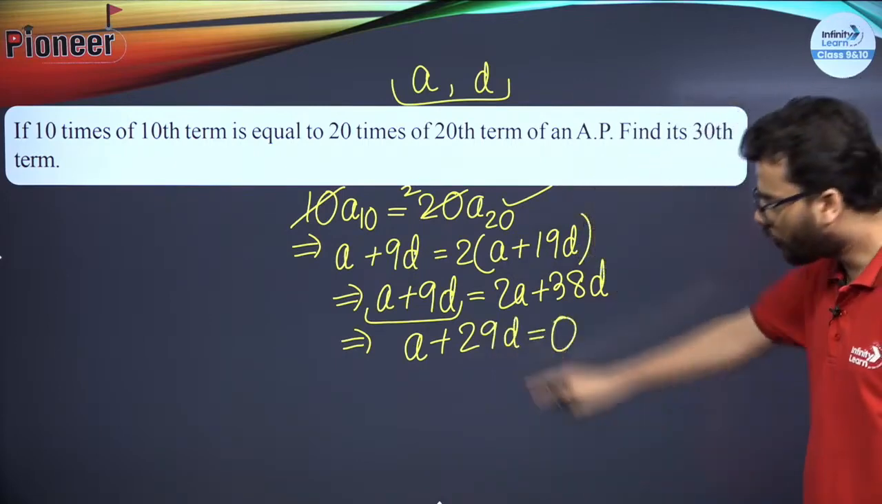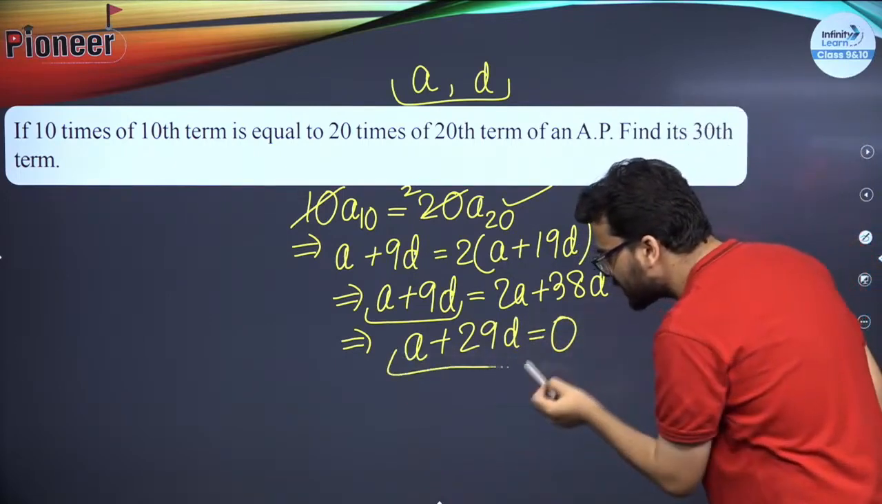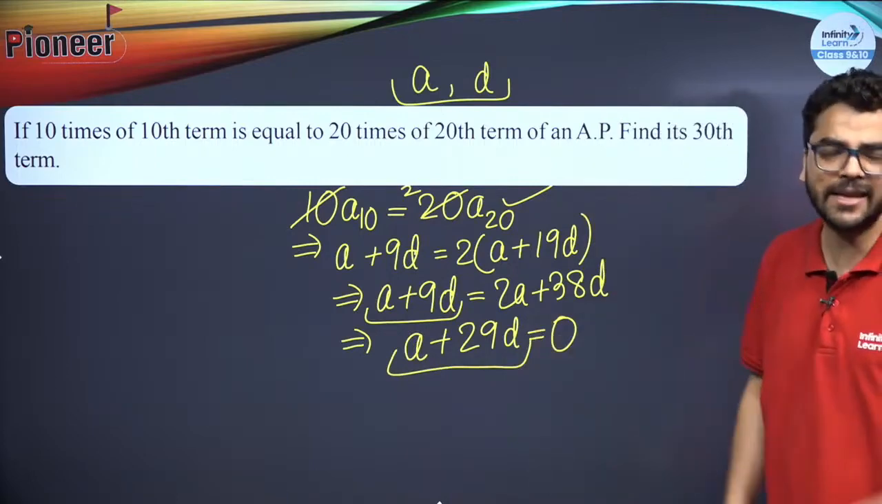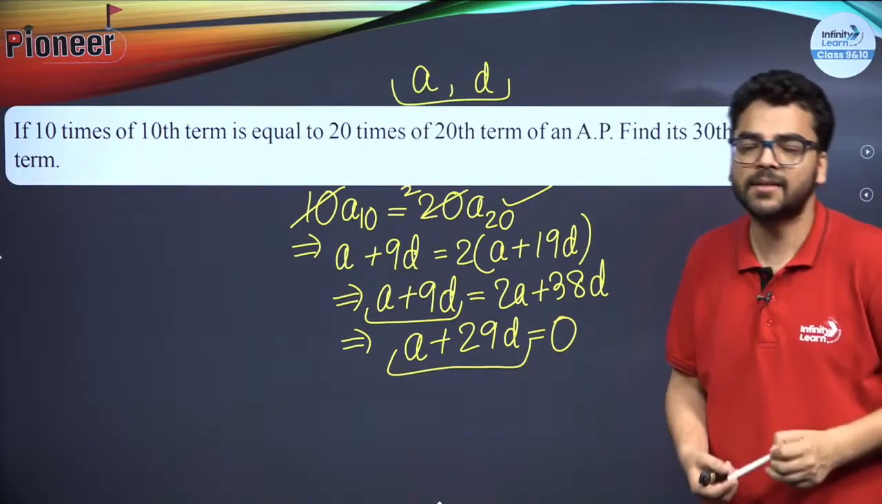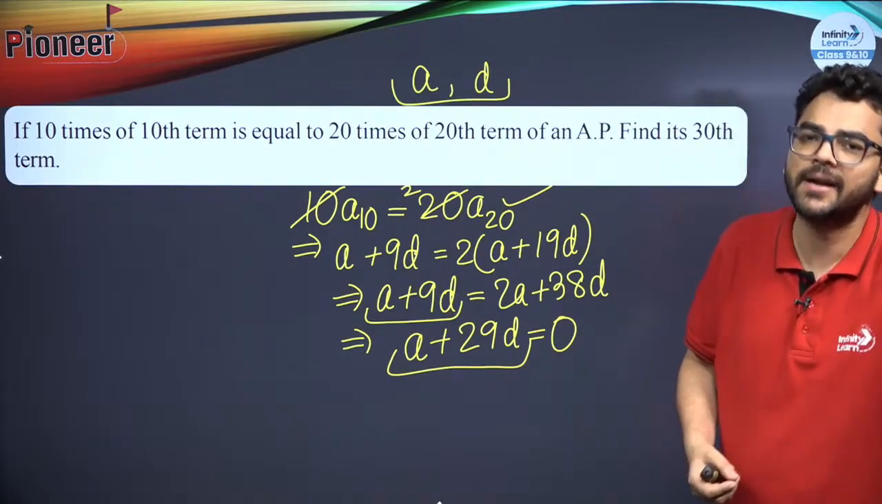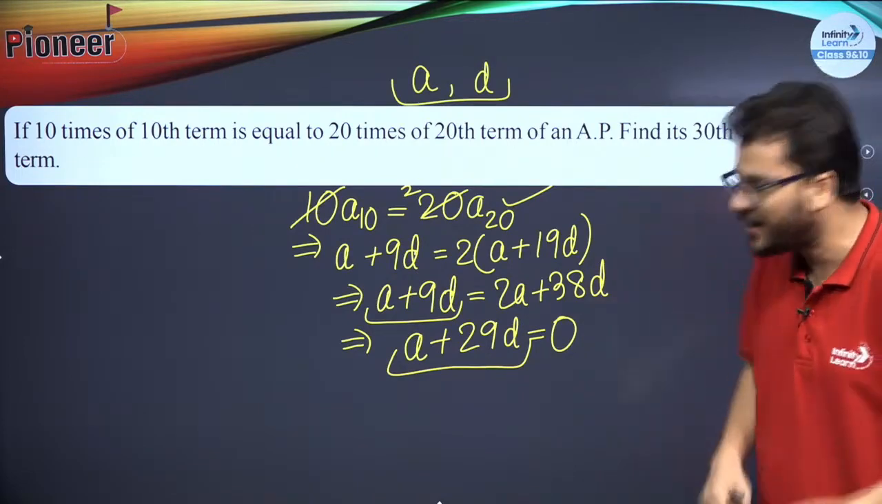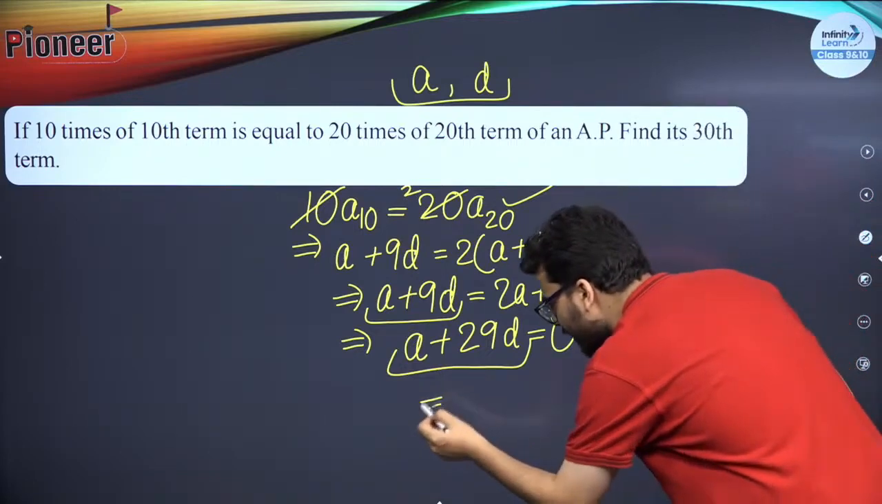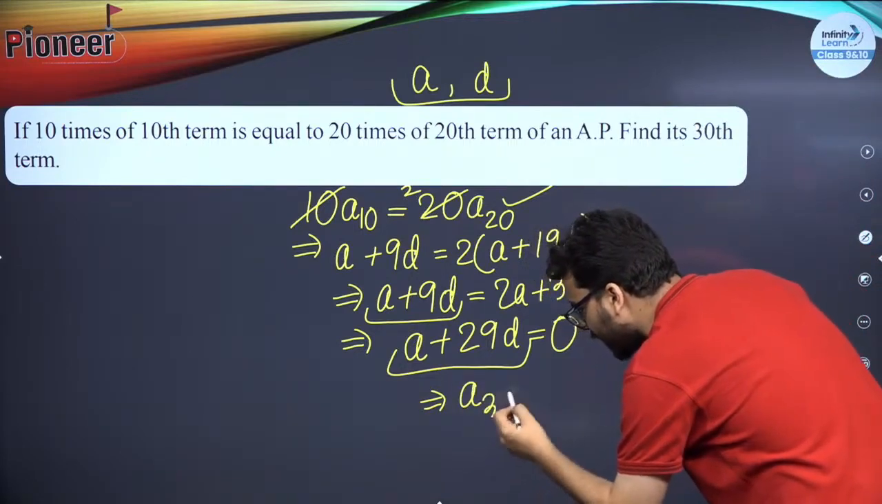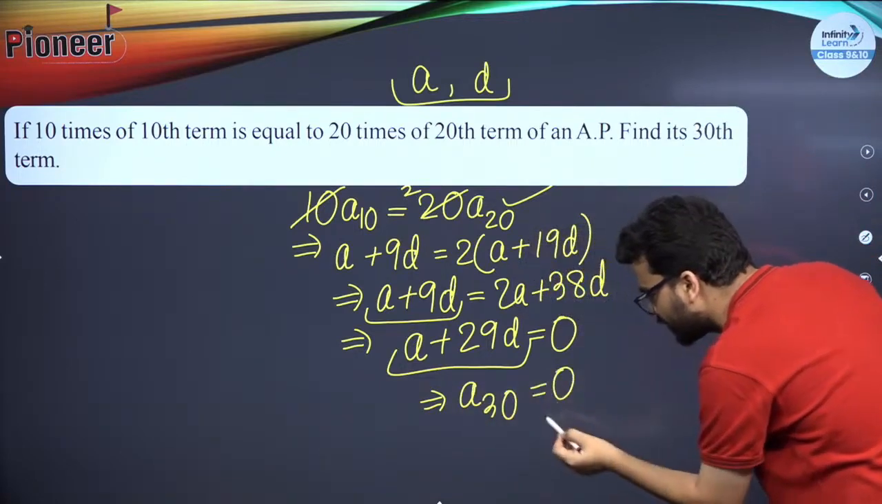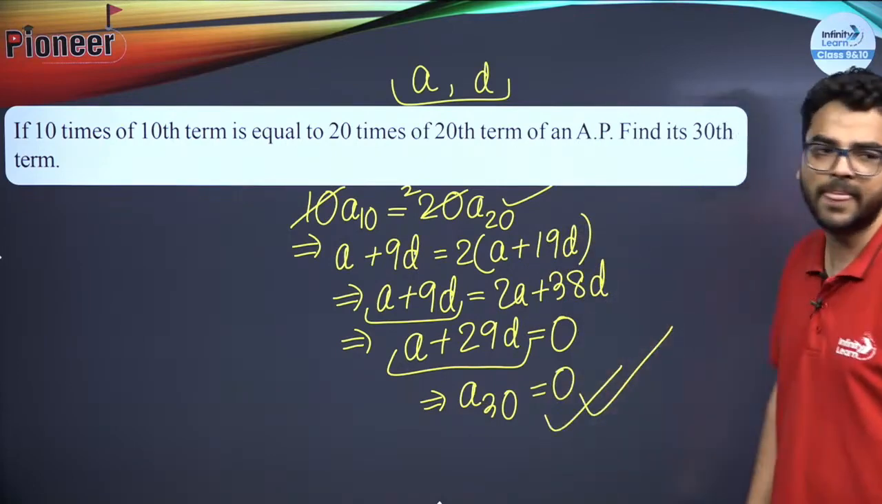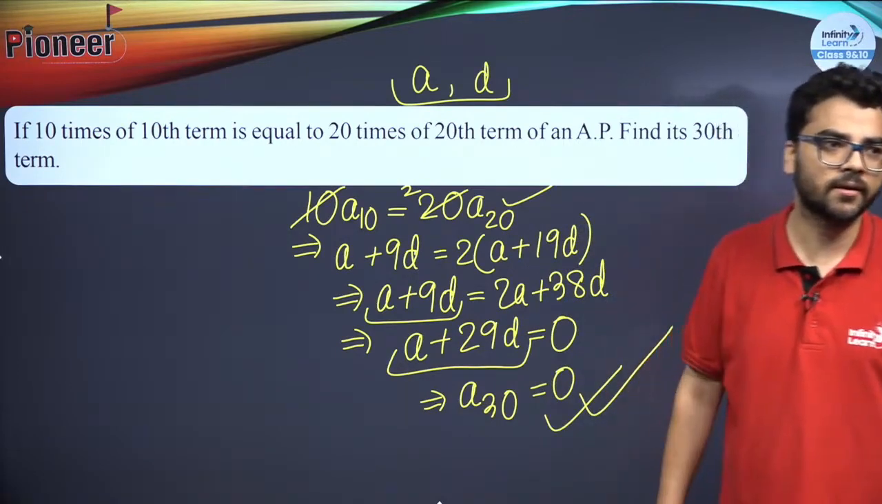Tell me. Now what is this, guys? Tell me, what is A plus 29D? Isn't it the 30th term of this AP? 30th term means A plus 30 minus 1 into D, or you can say A plus 29D. So this is nothing but the 30th term of this AP, correct? So therefore the 30th term of this AP is 0. Is this clear to every student?